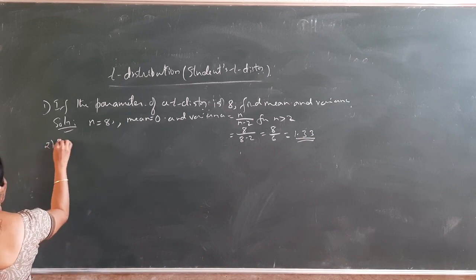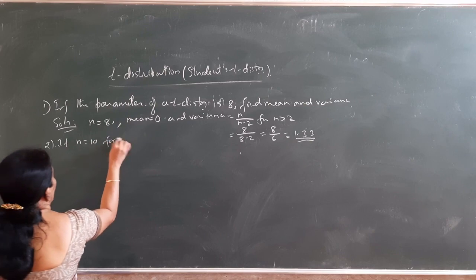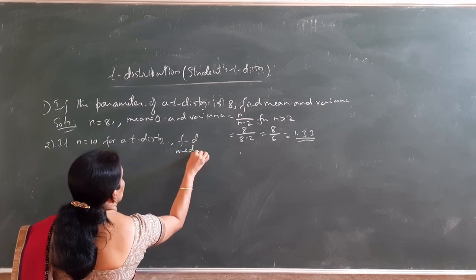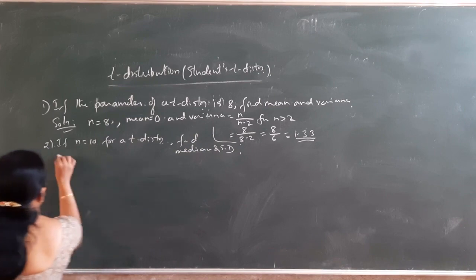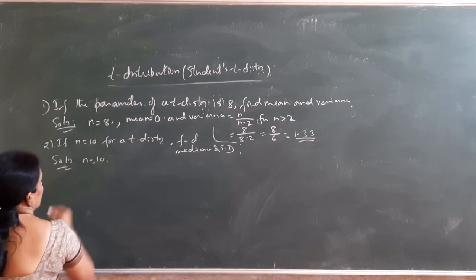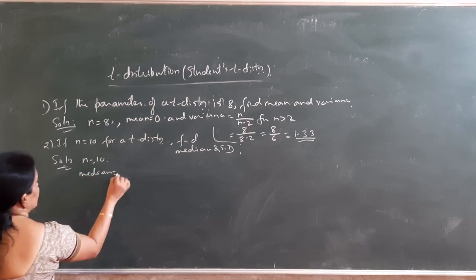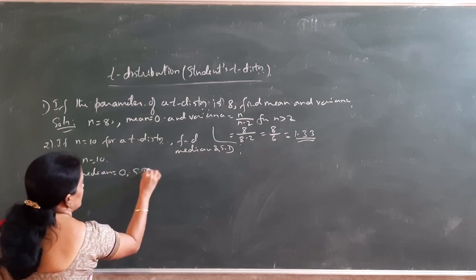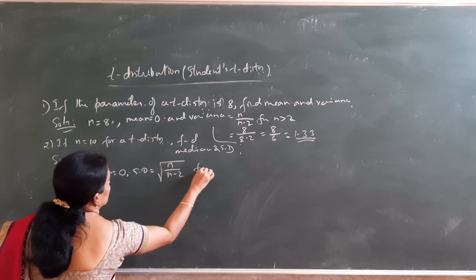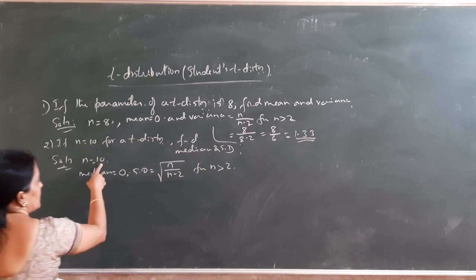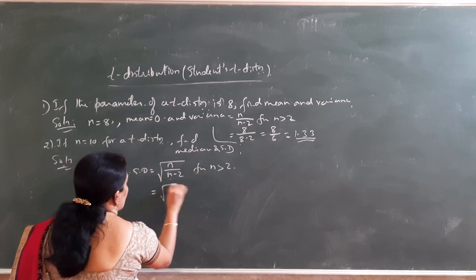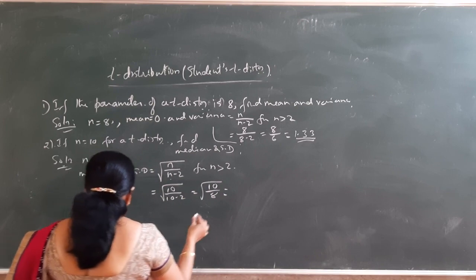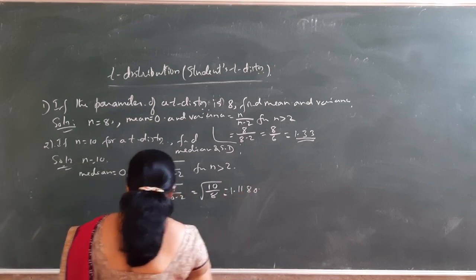Next problem. If n equal to 10 for a t distribution, find median and standard deviation. It is directly given n is equal to 10. Then median, in a t distribution the median is 0. Once again it is not depending on the parameter. Next, standard deviation is equal to square root of n by n minus 2 for n greater than 2. Now here n is equal to 10, that is greater than 2, so we can use this: square root of 10 divided by 10 minus 2, which is equal to square root of 10 by 8, which is equal to 1.1180.